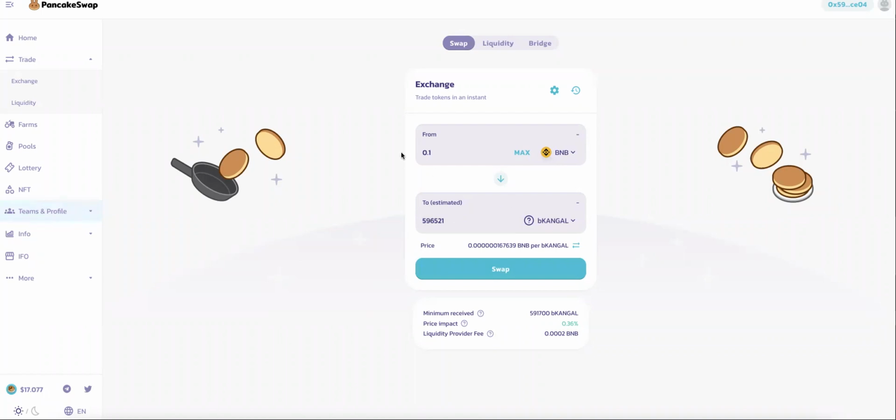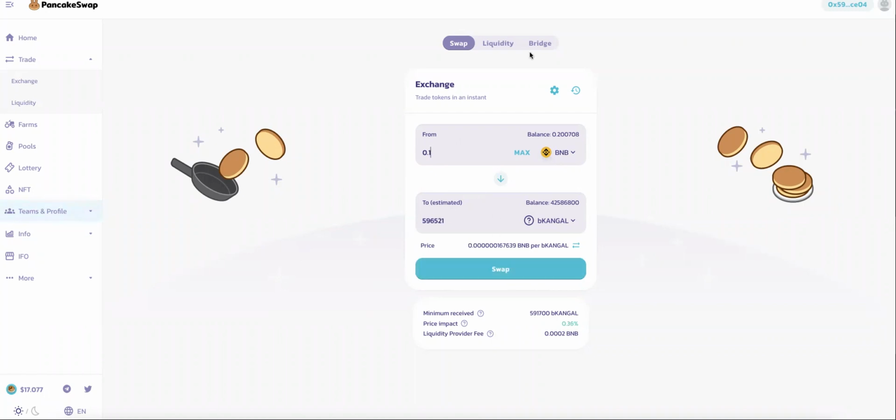So this will give me 59. Actually, I'll buy 59. Is it 59 or 5 million? No, that's 596,000, right? 596,000. Let me buy some more. Let me top it up. I don't mind.